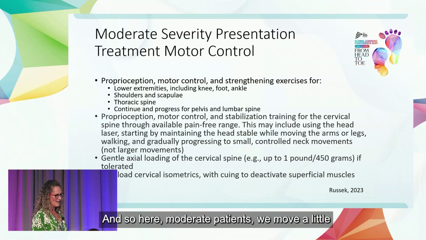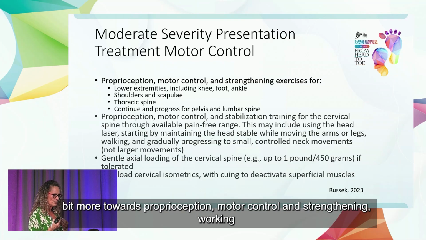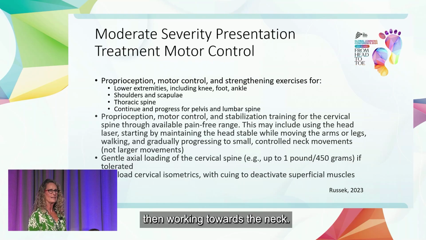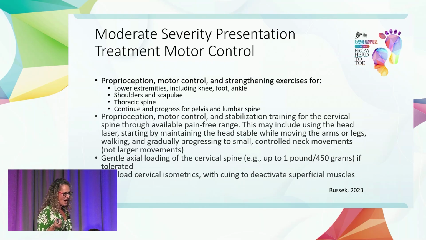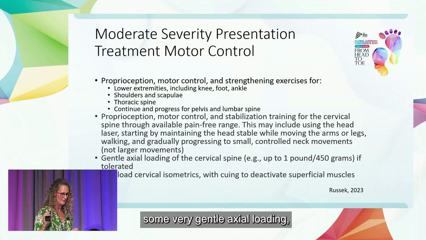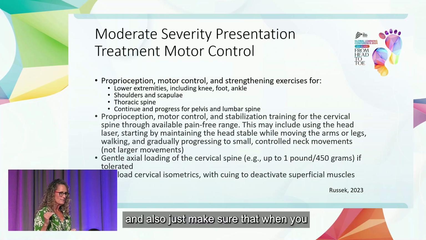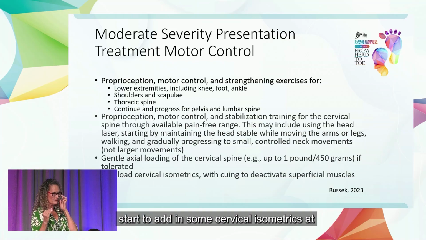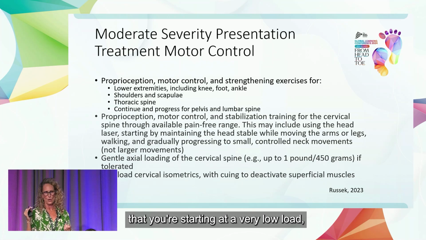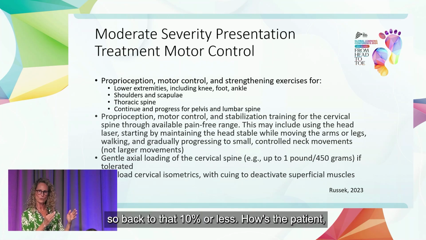All right, and so here, with moderate patients, we move a little bit more towards proprioception, motor control, and strengthening, working again, even in those areas, very remote, away from the neck, and then working towards the neck. Here you can possibly add in some very gentle axial loading, and also make sure that when you start to add in some cervical isometrics at this moderate irritability status, you're starting at a very low load, back to that 10% or less.